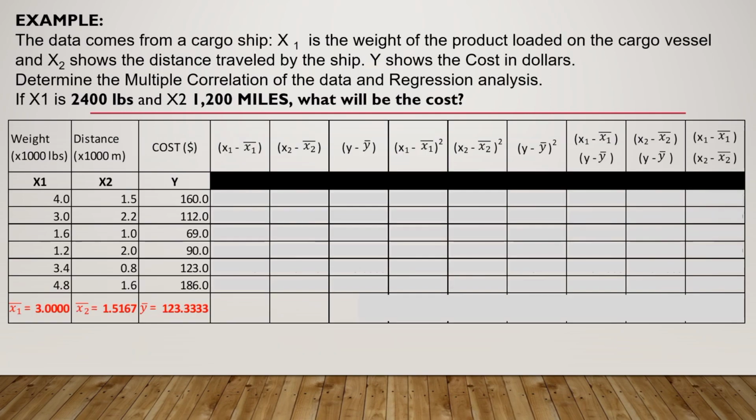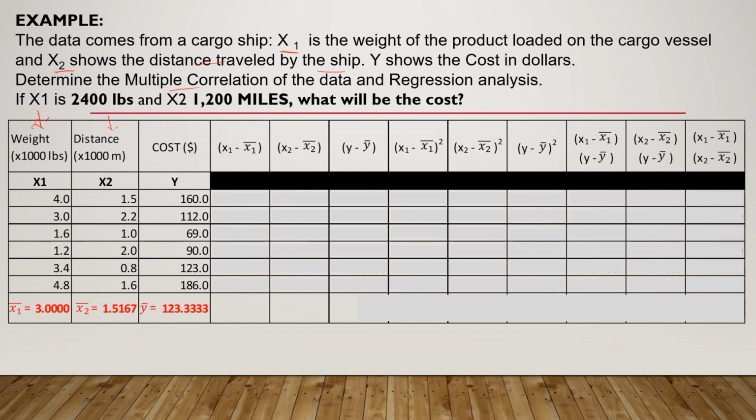In order for us to fully understand multiple regression, let's apply it in this example. The data comes from a cargo ship. Our x1 is the weight of the product loaded on the cargo vessel, so this column is for x1, that is weight times 1,000 pounds. And x2 shows the distance traveled by the ship, so this column is for the distance times 1,000 meters. Then y shows the cost in dollars.